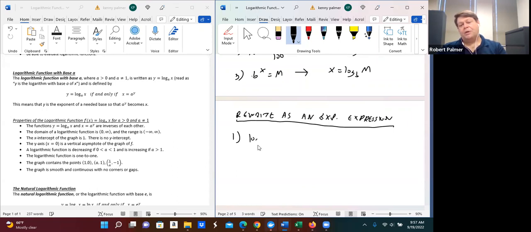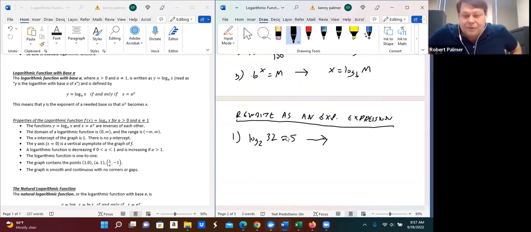So log base 2 of 32 is equal to 5. Once again, we're not solving for anything because there's no variable here. This is just a statement of something that's true. We want to rewrite it in exponential form. So whatever our base is, this is log base 2, that's going to be the base of our exponential expression.